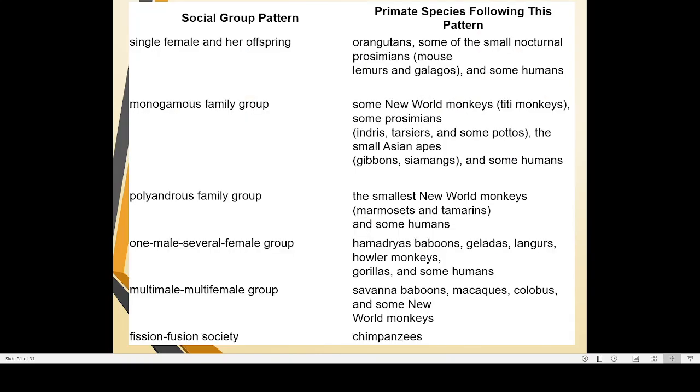So here is a summary of the types of social grouping: single female and offspring pattern, monogamous family group, polyandrous. Poly means many, andro means male. That is one female, many males. That nature is known as polyandrous. Then one male, several female group, polygyny; multi-male, multi-female group. Then fission fusion society. So these are the types of social behavior that we are observing in these monkeys.